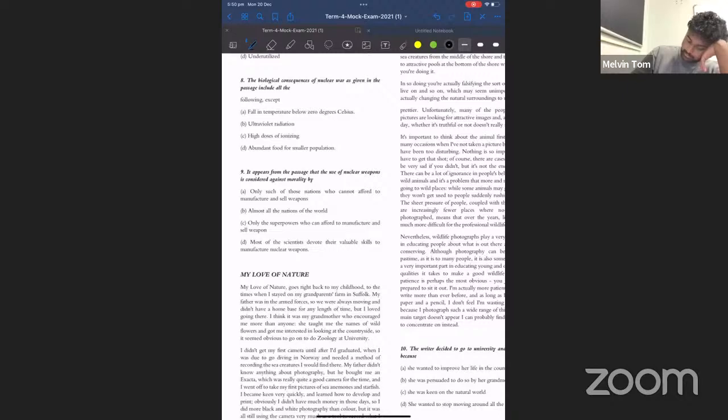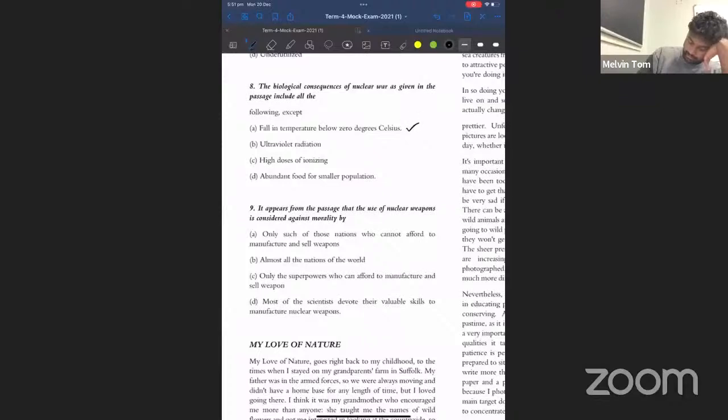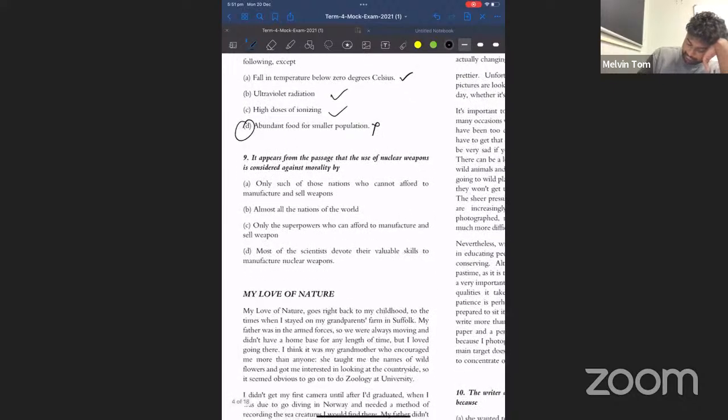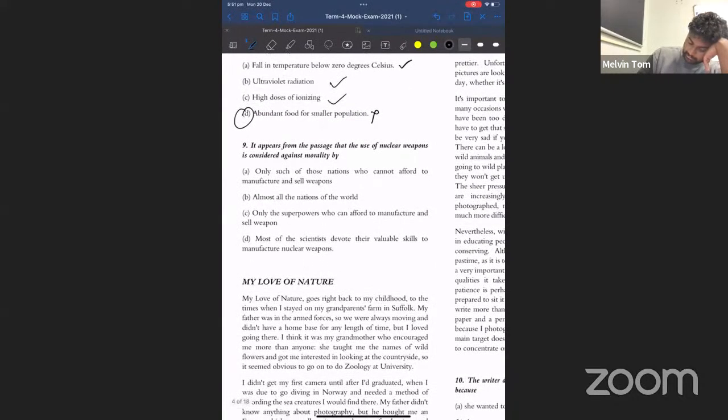The biological consequences of nuclear war, as given in the passage, include all: fall in the temperature. Yeah, I'm pretty sure it says that. Ultraviolet radiation. Yes, it says that. High dose of ionizing radiation. It says that. Abundant food for the small population. Incorrect. Does not say that. So the answer is D. It appears from the passage that the use of nuclear weapons is considered against morality by only such nations who cannot afford to manufacture and sell weapons. No, it says that it's against everyone. Almost all nations, yes. All the superpowers who can afford to, nope. Most of the scientists who devote their valuable skills to manufacture, nope. Answer is B.